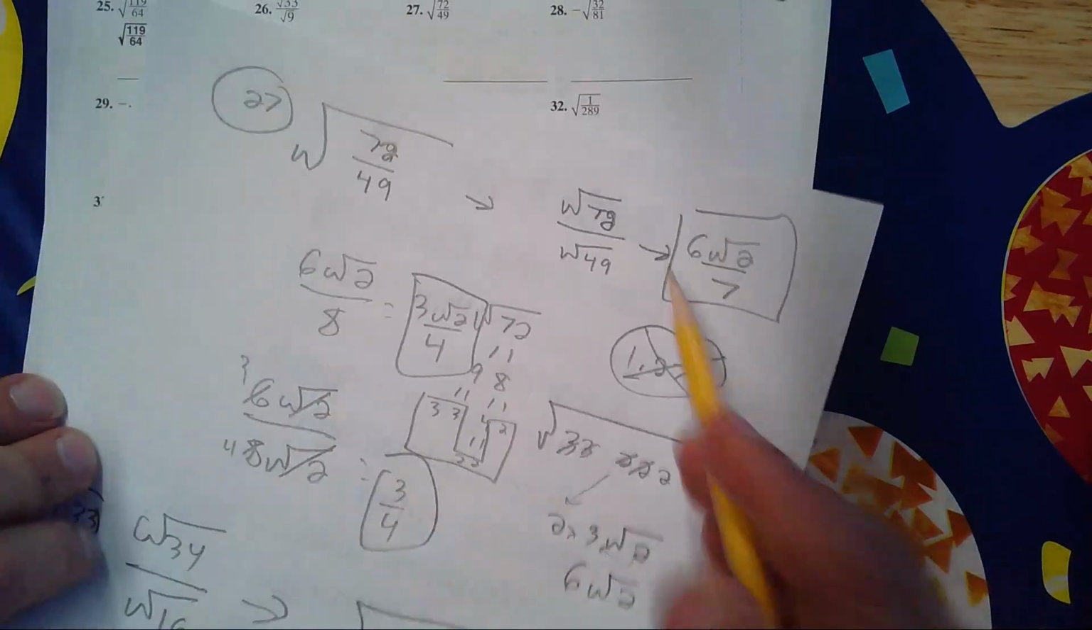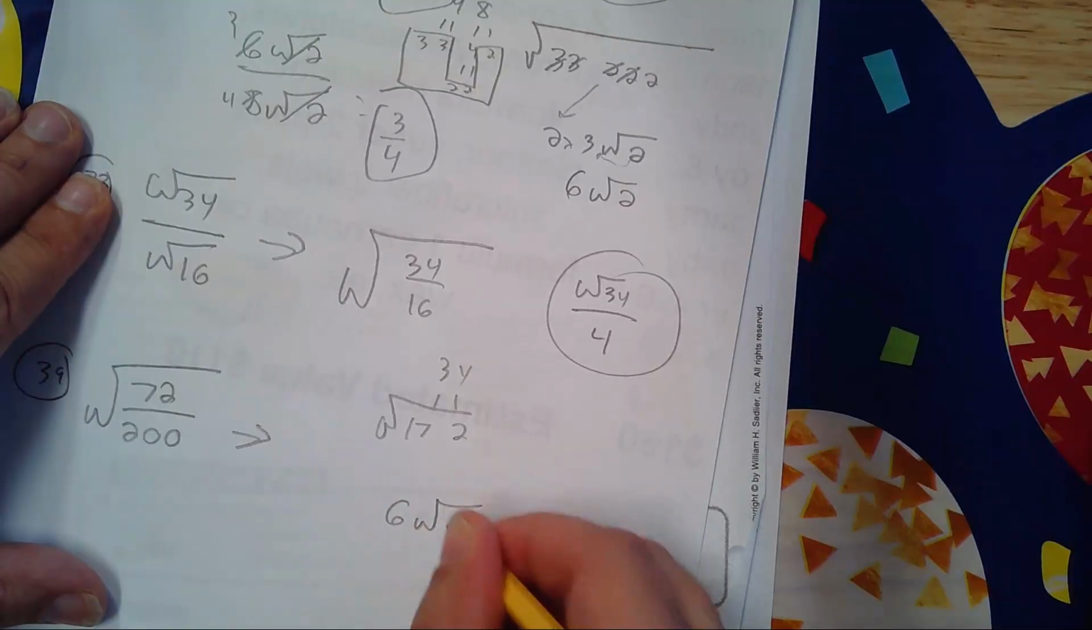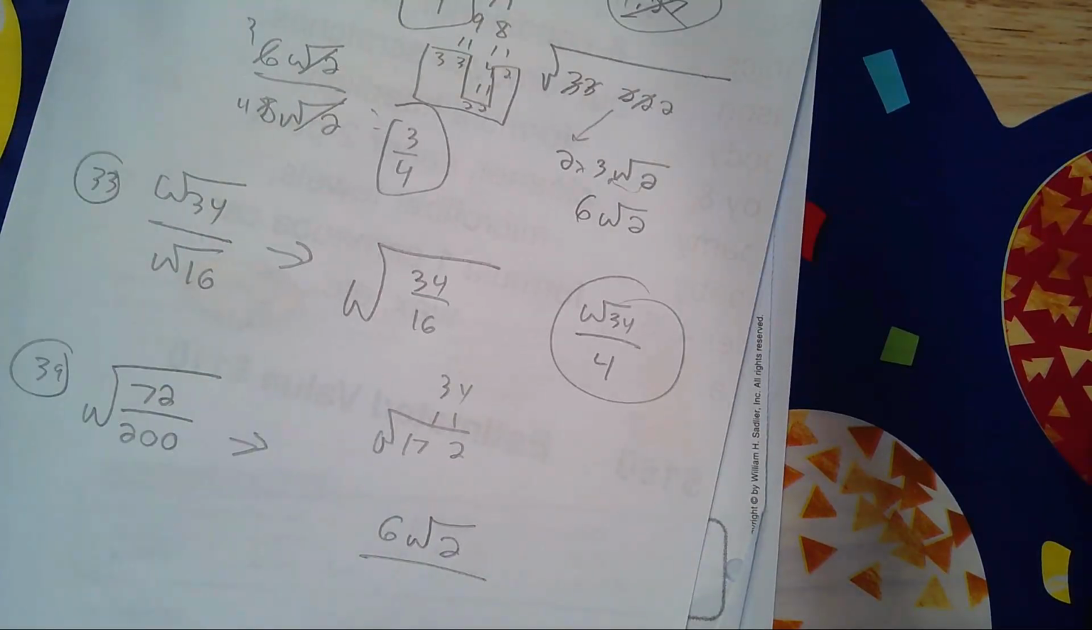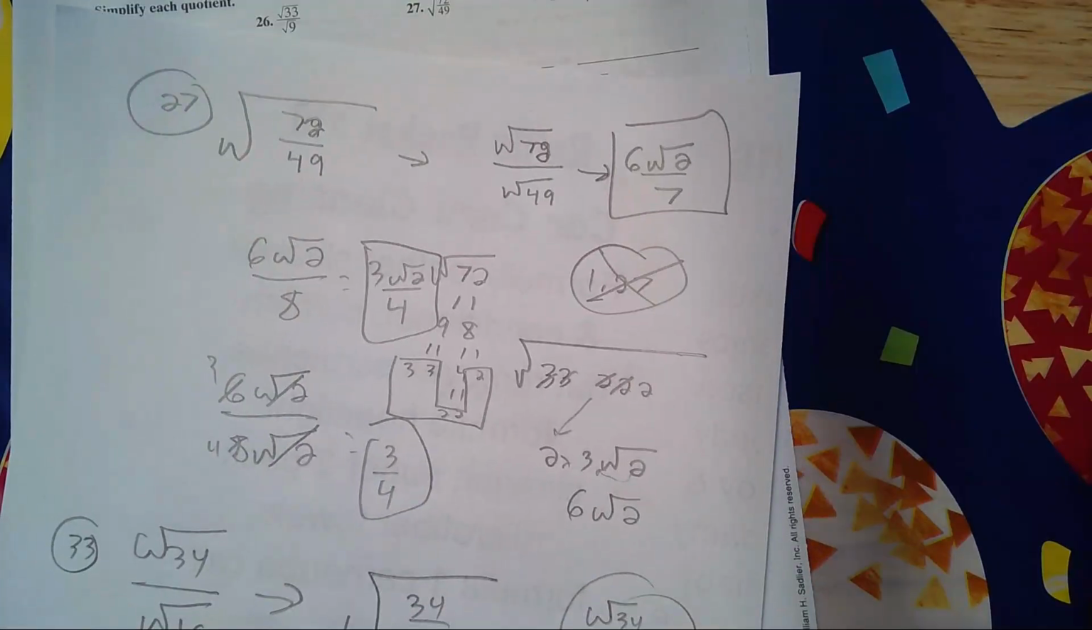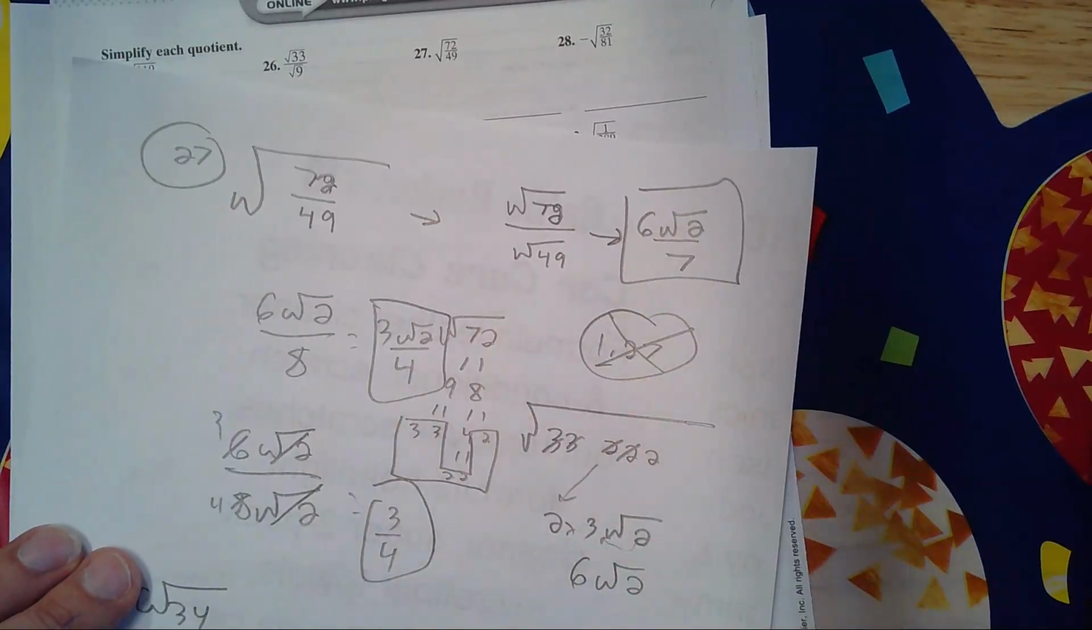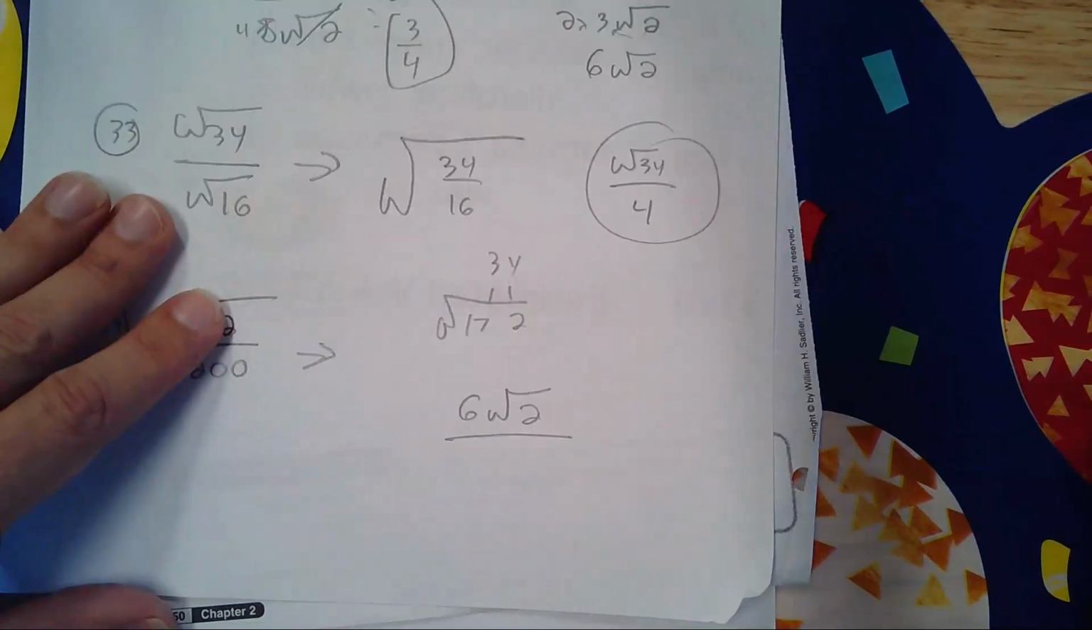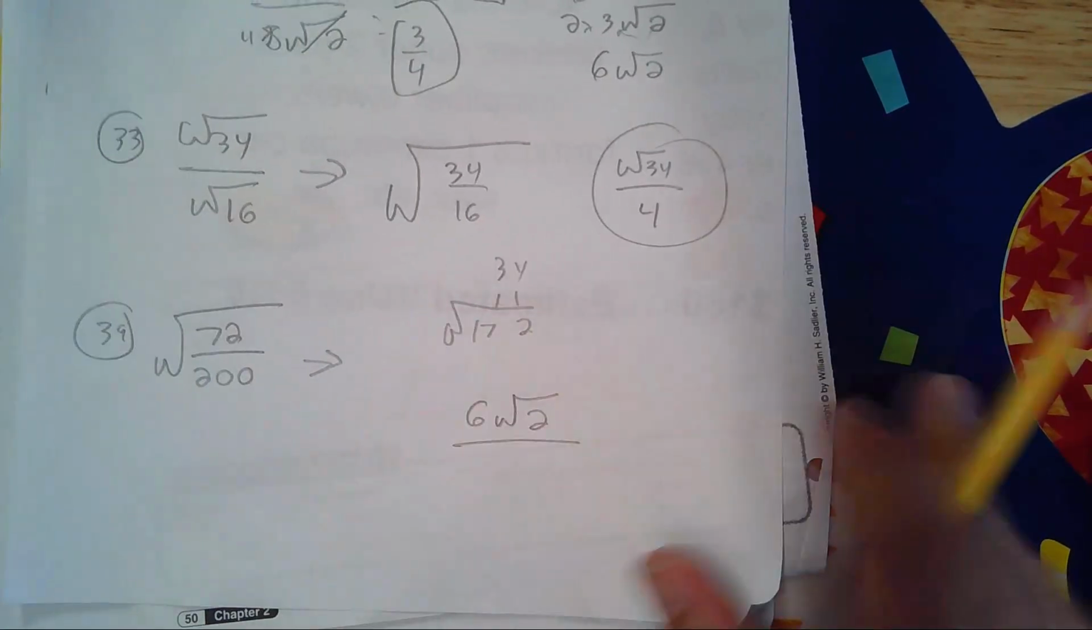72 we did back in 27. It was 6 root 2. We did 27 not that long ago. I remembered that. So 6 sevens.